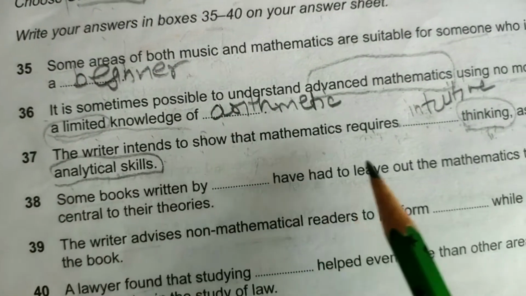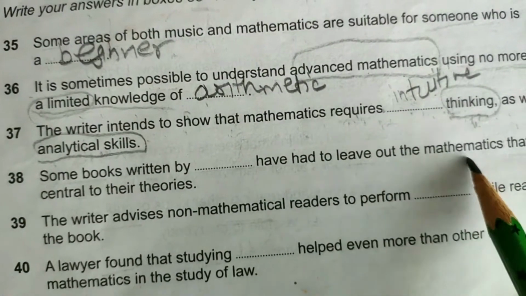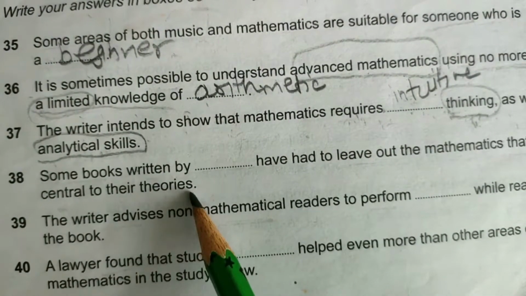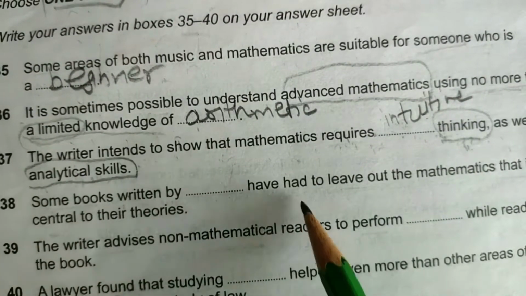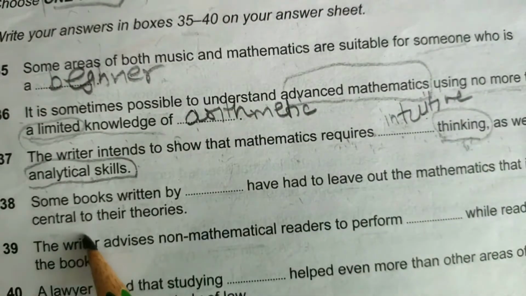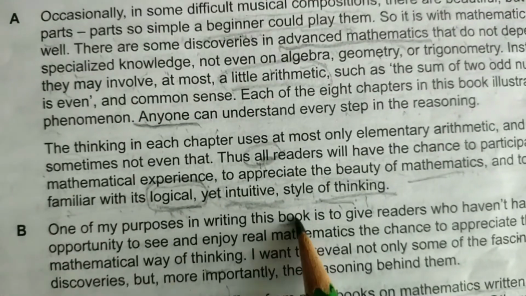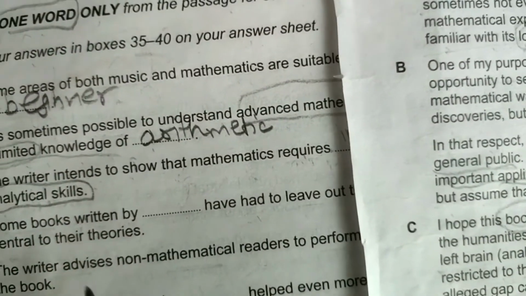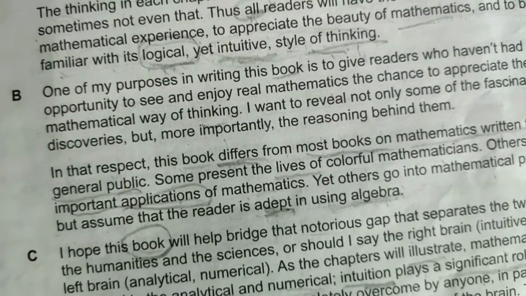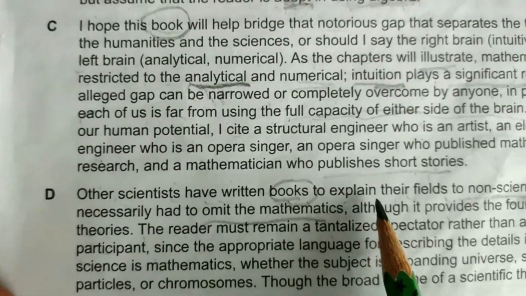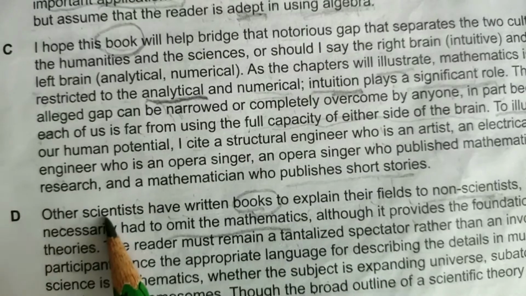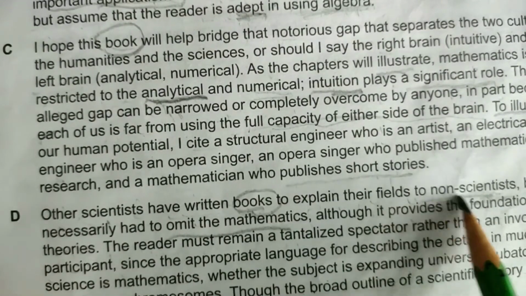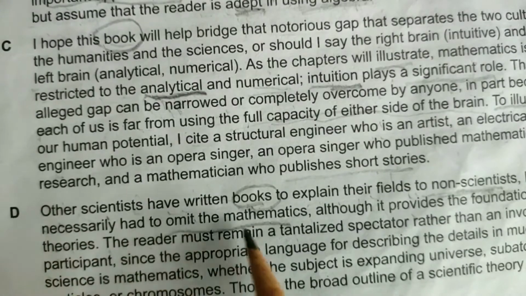Some books written by dash have had to leave out the mathematics that is central to their theories. Now he is explaining about books. In these paragraphs we come across the word book. We have to find the word books. Okay, here in paragraph D we got the word books. Other scientists have written books to explain their fields to non-scientists, but necessarily had to omit the mathematics.